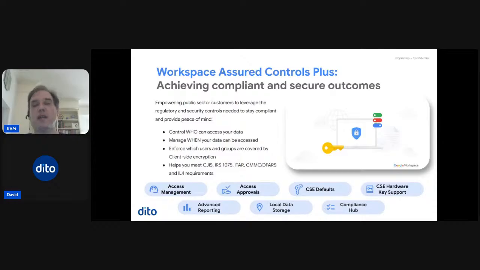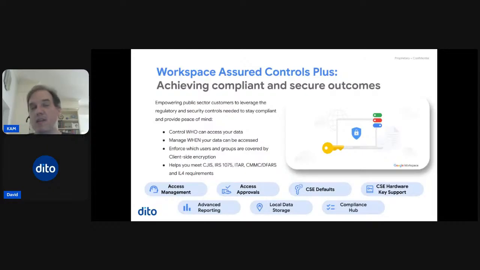One of the big things is that Assured Controls Plus will be needed. This is largely hidden, something I refer to as kind of a wizard behind the curtain. It's a comprehensive solution that helps give you everything you need to meet your compliance and security needs. At a very high level, it has controls about who can access your data. It manages when your data can be accessed. It enforces things like client-side encryption.